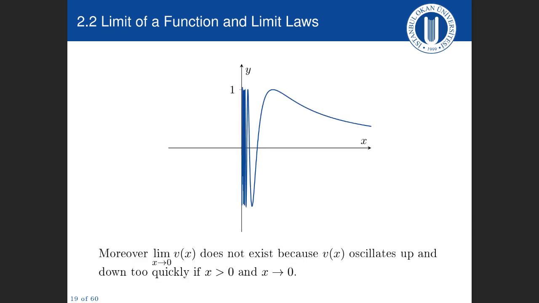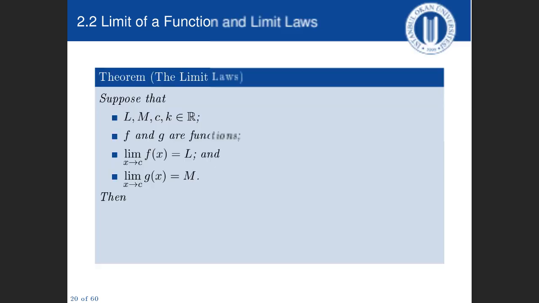What about the second function? This function does not have a limit as x tends to 0 because this function oscillates up and down too quickly if x is strictly greater than 0 and x is tending to 0. In other words, if we think of our x moving towards 0 from the right, getting closer and closer and closer, then v of x is going up and down, up and down, up and down, faster and faster and faster. It doesn't stay close to a particular number. There is no number that it's always close to.